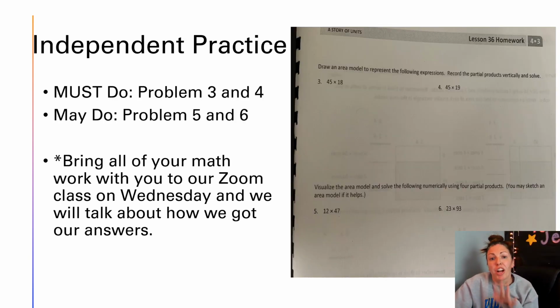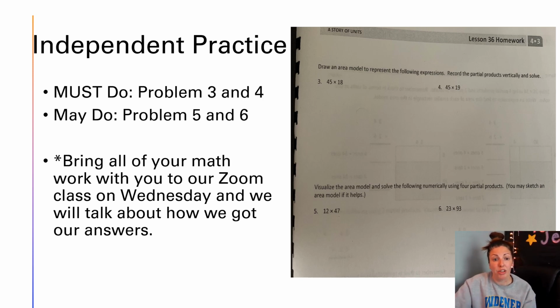Okay, so for your independent practice, I am giving you 4 problems that you can do. Your must-do problems, I would like you to complete number 3 and number 4. And as you can see from the directions on the page, it's asking you to please draw an area model, just like we did in the lesson together that we just did, and recording the partial products on the side the same exact way that I went through this lesson.